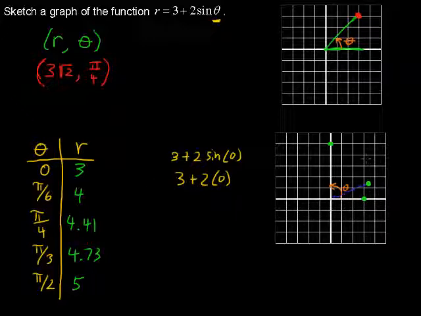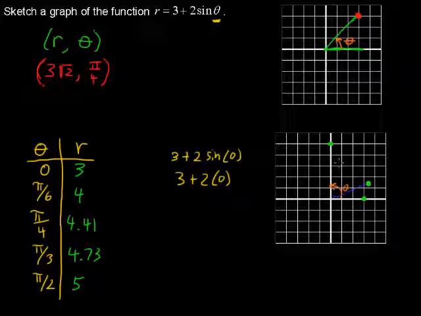Now, plotting the other points, it gets a little bit difficult actually to do this by hand, which is why, let me give you the punchline right away. Usually if you're going to graph something in polar coordinates, you're going to plug it into a calculator or use a software program. But it is important to understand where these points are coming from and what it is that's being graphed.